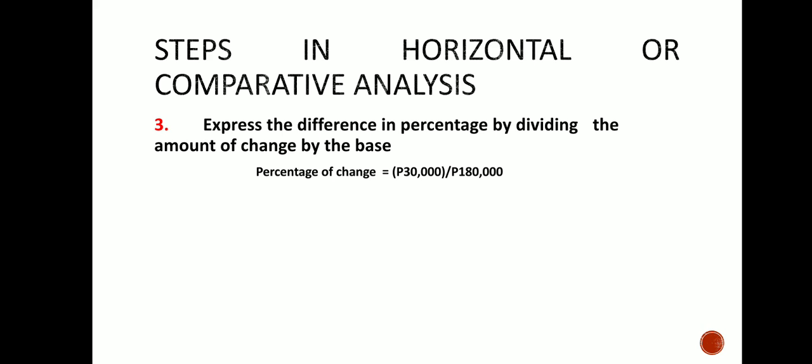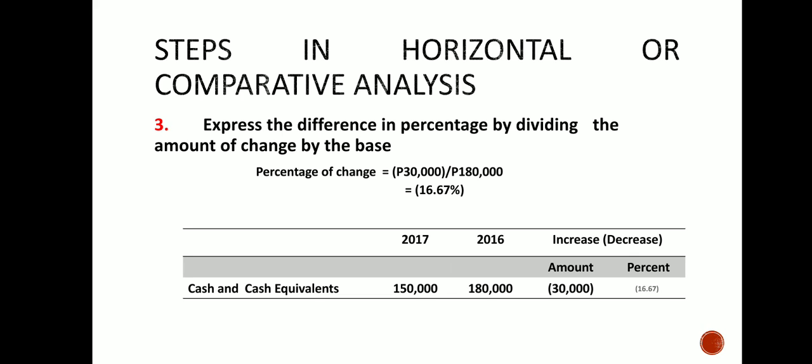So 30,000 decrease divided by 180,000 is 16.67% decrease, since it's still in parentheses. So the 16.67% decrease is presented in this table here in the percent column.